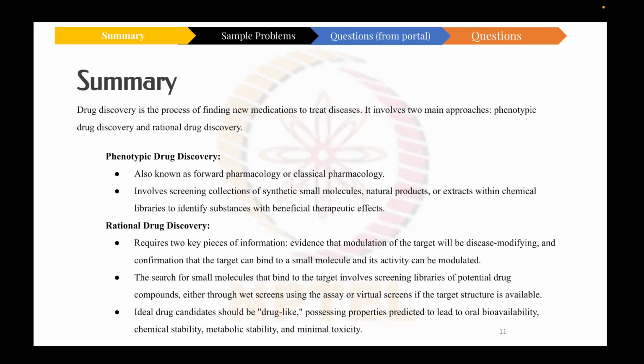Drug discovery is a process of finding new medications to treat diseases. It involves two main approaches: phenotypic drug discovery and rational drug discovery. Phenotypic drug discovery, also known as forward pharmacology or classical pharmacology, involves screening collections of synthetic molecules, natural products, or extracts within libraries to identify substances with beneficial therapeutic effect. The method starts with discovering the functional activity of drugs, followed by target identification.